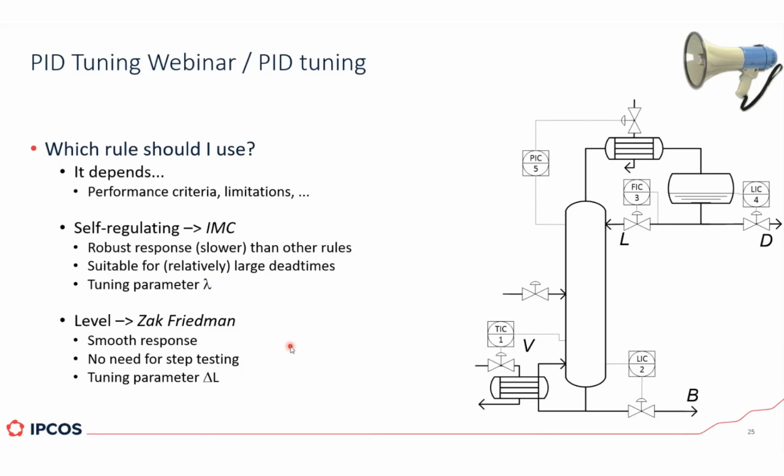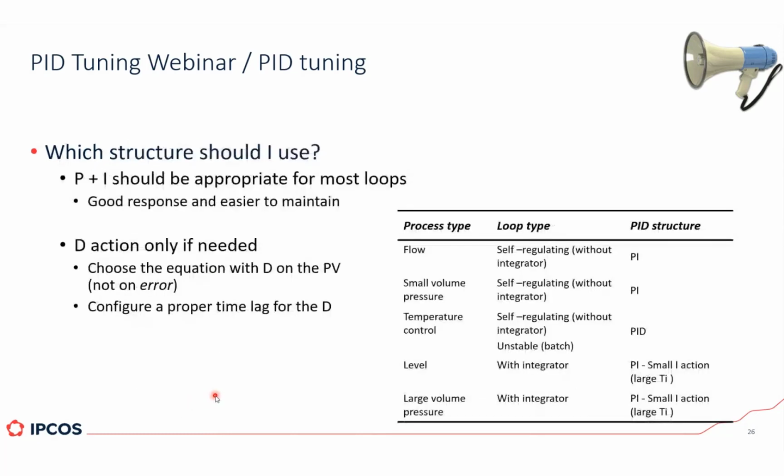Okay. And for level controllers, I like to use this Zach Friedman strategy, where we set a smooth response and there's no need for step testing. And we also have this tuning parameter, which is the allowed error on the PV, right? And which structure should we use?